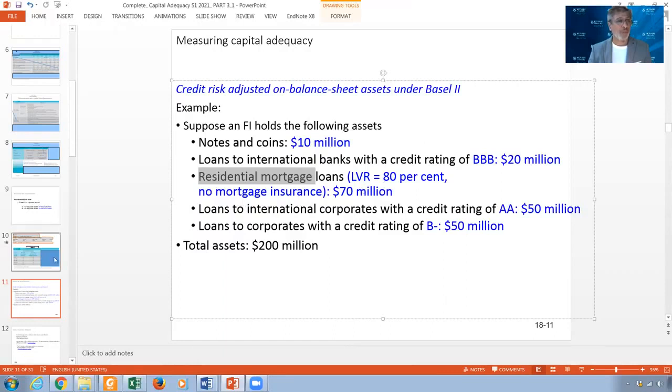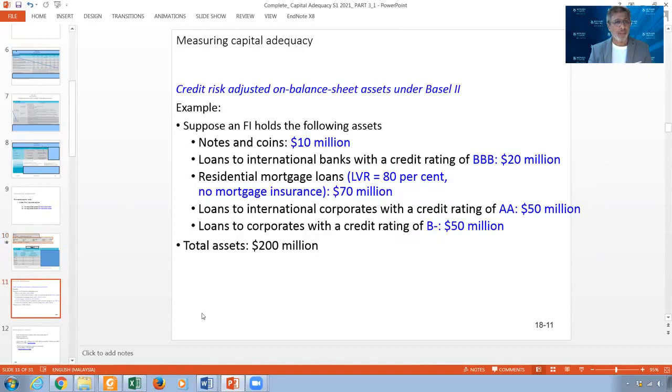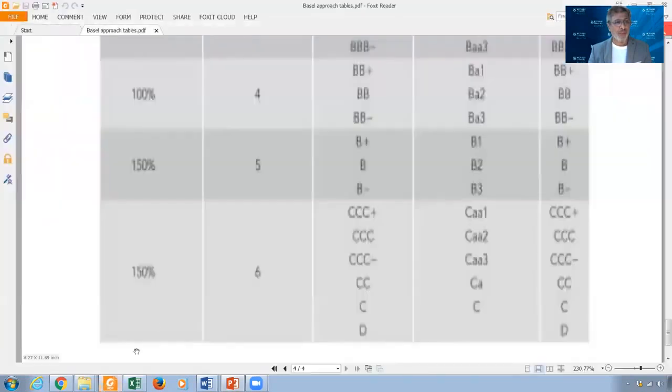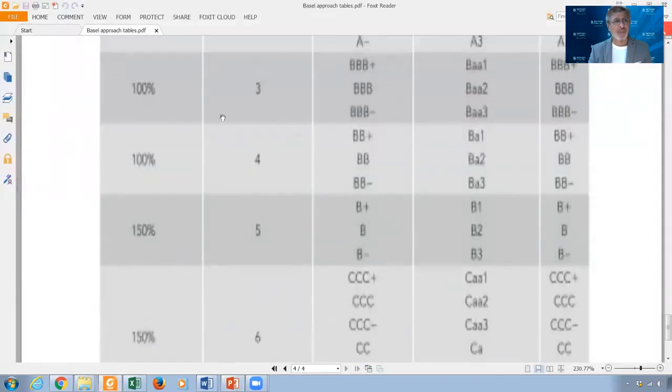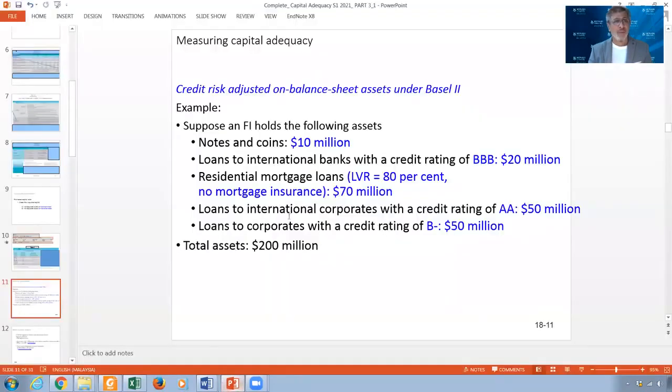Which means for sure you are talking about the 35%, 80% mortgage, 35%. If you are going to talk about this triple B, you will go to table 5, as I told you, and in table 5, triple B is this one, which is 100%. You can see. So now I go back. Loan to international corporates with a credit rating of AA, this is from table 5. Loan to corporates with a credit rating of B minus, 50 million. So the total assets are 200 million.